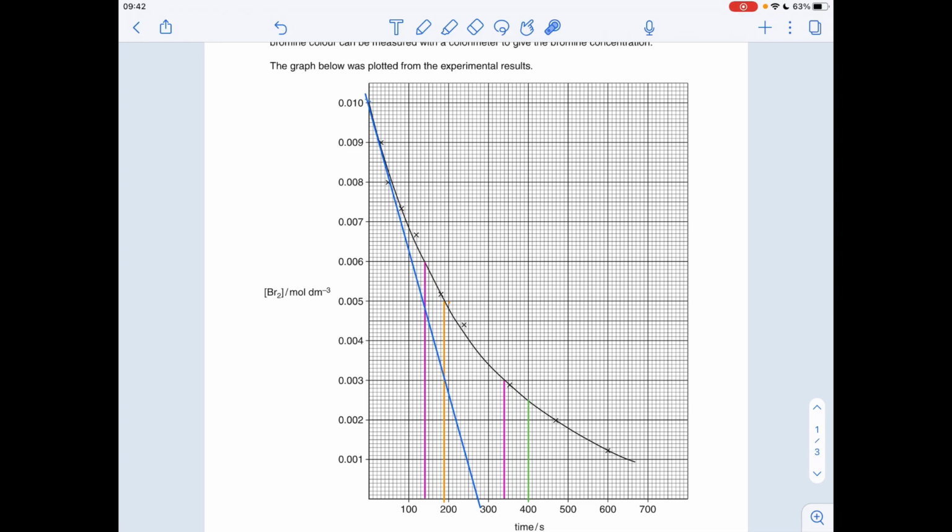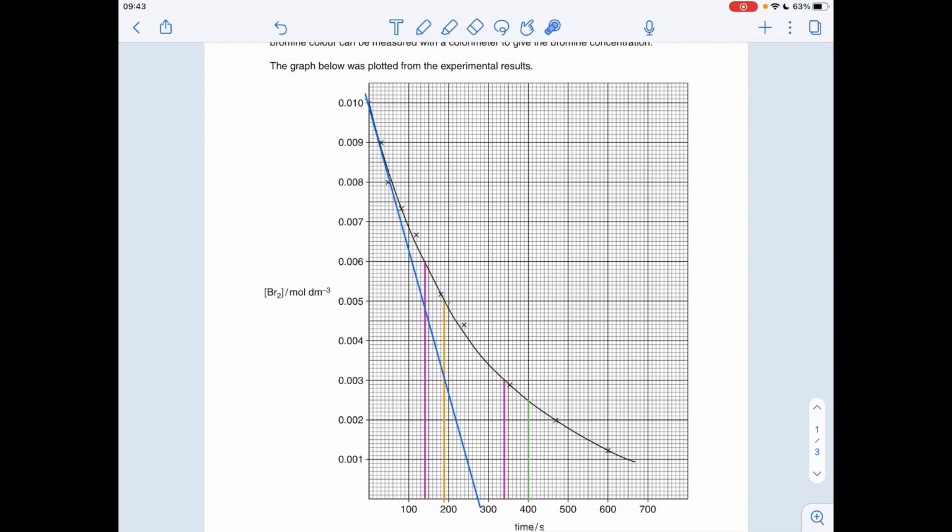I've gone for 3. The first one I've done is to go from 0.01 moles per decimeter cubed of bromine to 0.005. And you can see that orange line there shows the time. So that's about 190 seconds. The second one I've done is just to go from 0.005 to 0.0025. So that time period there is 210 I'm getting. So it's there or thereabouts the same as the other one.